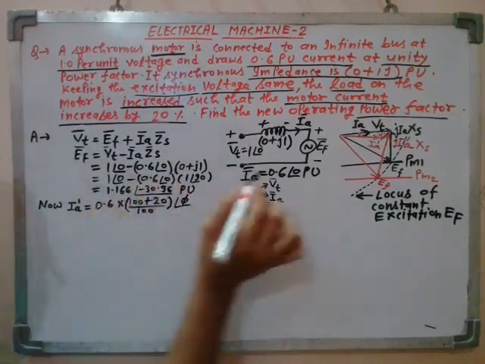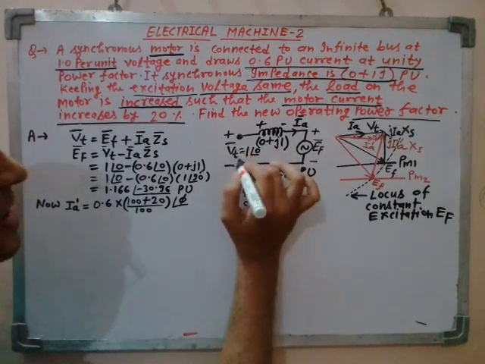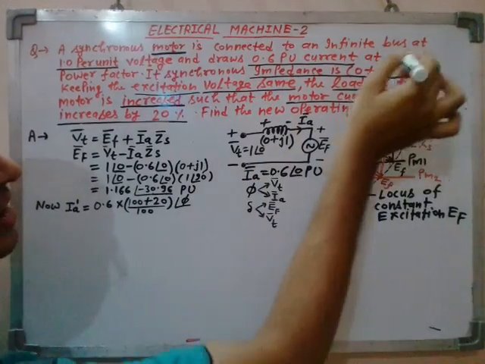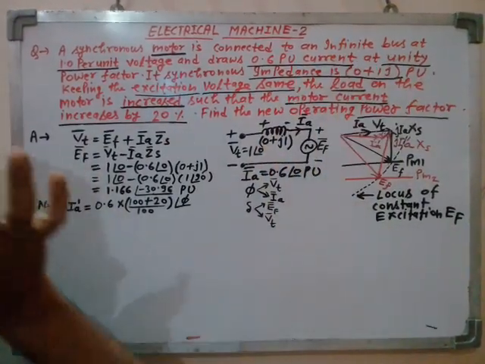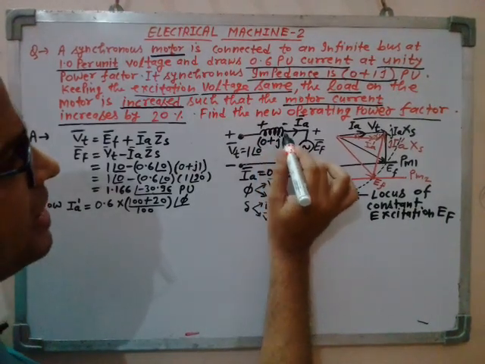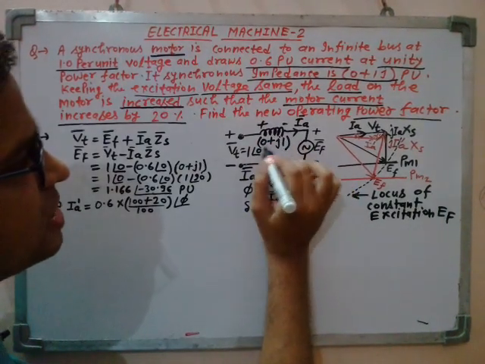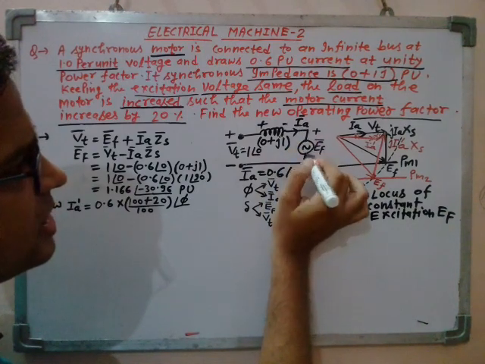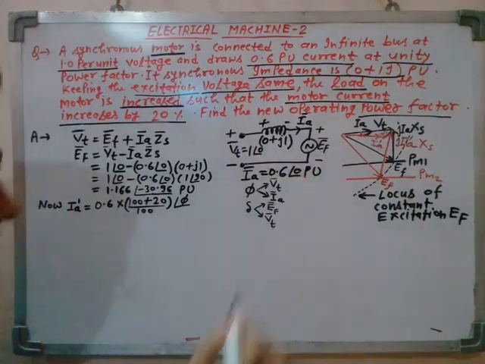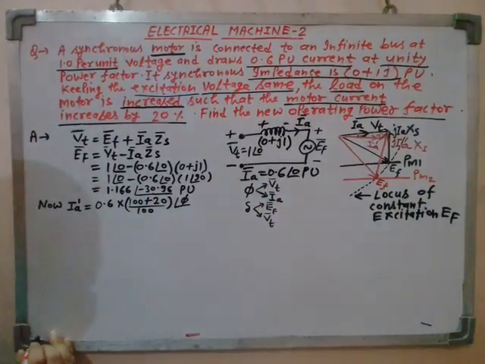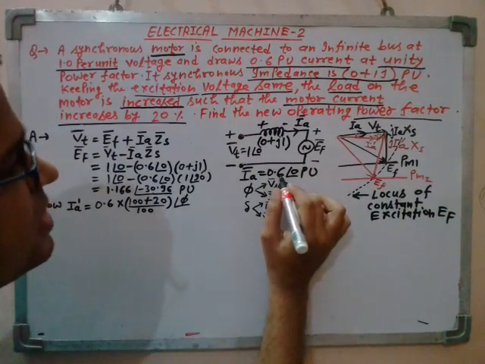So this is the circuit diagram. This is the terminal voltage, 1 angle 0 per unit. The motor is connected to an infinite bus, so 1 angle 0 per unit. This is the winding impedance, 0 plus 1j per unit. I is the armature current and EF is the excitation EMF. Initially the armature current is 0.6 per unit.